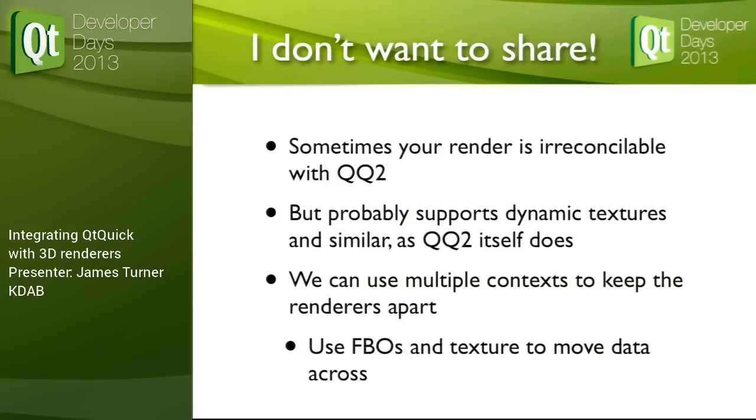We have another option, which is going to be hopefully more workable, because that one proved very hard to make workable. If your renderer is completely irreconcilable with QtQuick 2, it probably supports dynamic textures, uploading a texture dynamically, video, or a texture that's changing. And indeed, QtQuick 2 itself does that. So now we could see about having the renderers with separate contexts to keep them apart, and then they wouldn't upset each other and could render at their own time. And then we could use frame buffer objects, FBOs, and textures to move the bits of rendering back and forth. And this works pretty well, and this is something, again, we have clients doing fairly regularly.